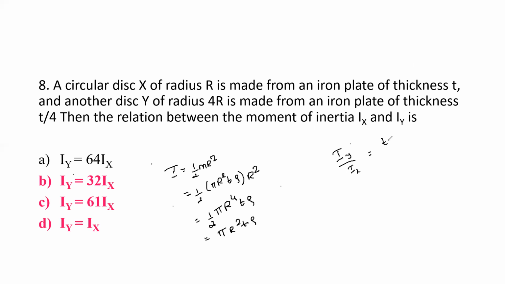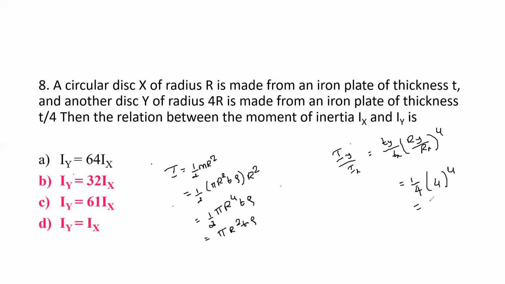So Iy can be written as Ty by Tx into Ry divided by Rx, whole to the power of 4, as density remains constant. So Iy by Ix is equal to 1 by 4, because they have specified that Ty value is T by 4 and Tx value is T. So if you simplify, you will get 1 by 4 into bracket Ry by Rx, that is 4, to the power of 4.